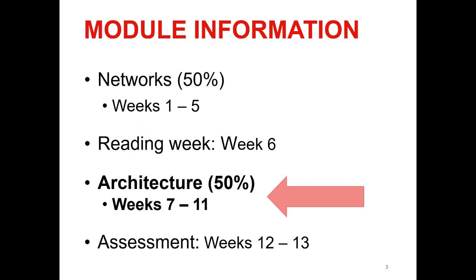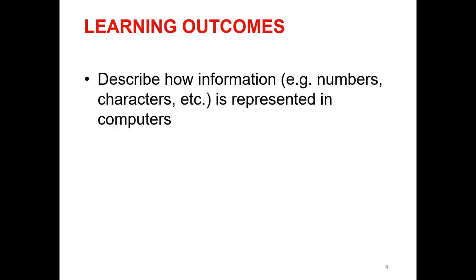So the learning outcomes of the architecture part will be the ones we are going to see here. We will see how to describe information and how this information is actually represented in computers, how numbers, characters, and all this information is represented in the computer. We will see that everything is represented in the end as zeros and ones, in bits.